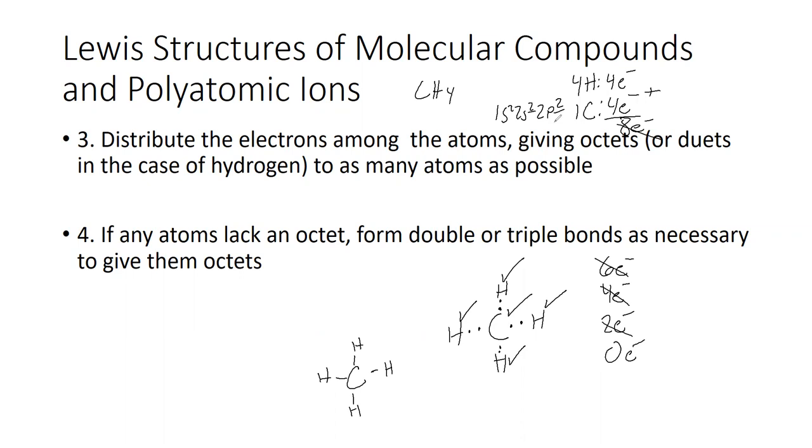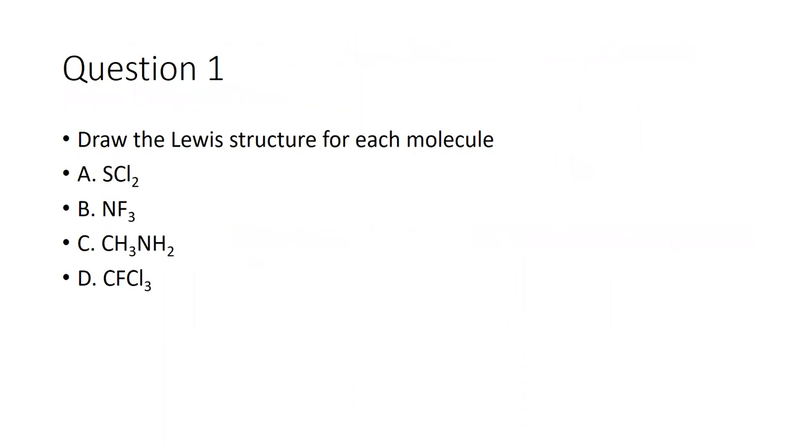All right, so let's try this. I have four Lewis structures here, and I will do A for us, just as another example, and then let you do B, C, and D. What I'll probably do for each of those, I'll give you like 2 minutes, and then I'll come back and do it, and then give you another 2 minutes, come back and do it. But let's do SCl2 together.